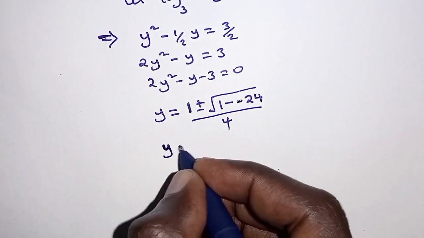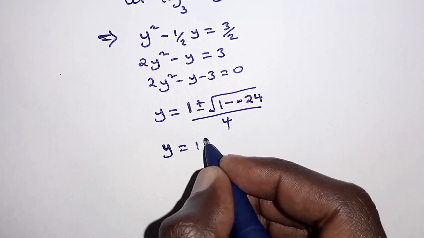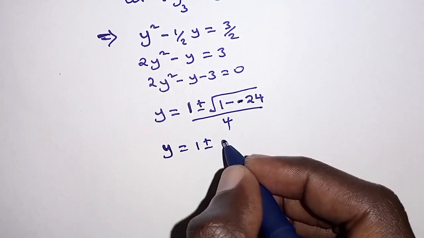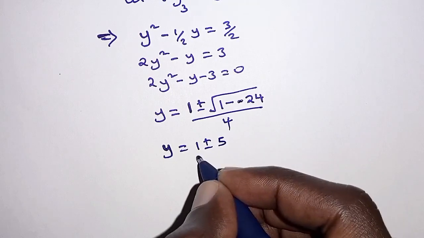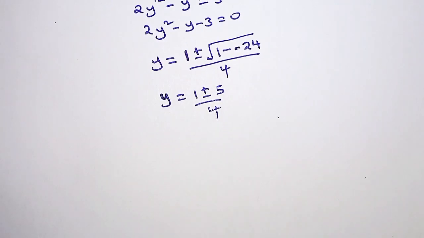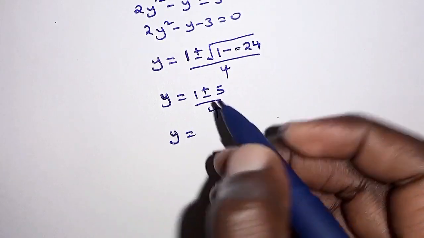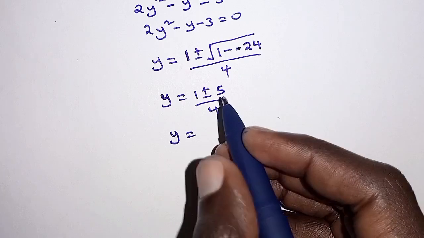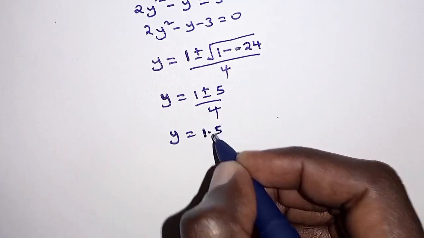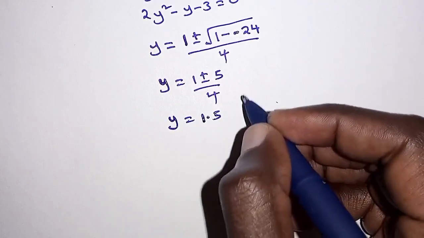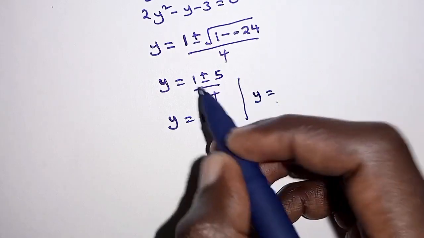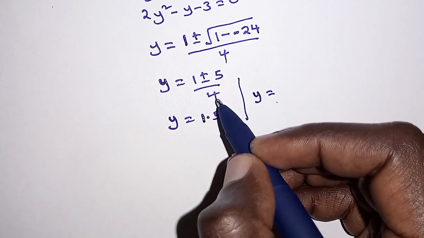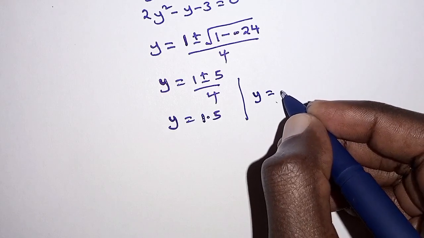We will then continue as follows. We have 1 plus or minus, minus gives us positive, so 1 plus 24, that is 25, so the square root of 25 is 5, and then we have that over 4. So the first value of y we obtain by addition, so 1 plus 5, that is 6, 6 divided by 4, that should give us 1.5. And the second value of y we obtain by subtraction. We have 1 minus 5, that is -4, -4 divided by 4 is -1.